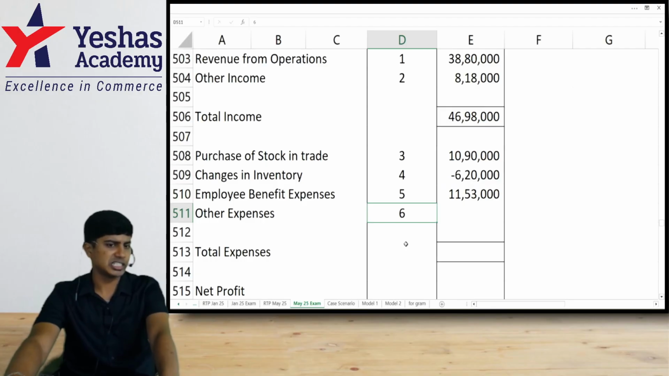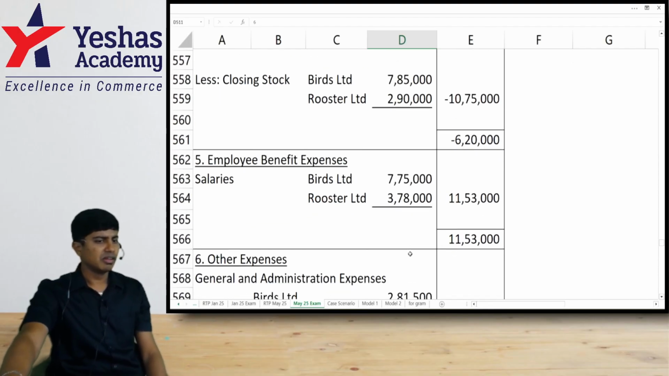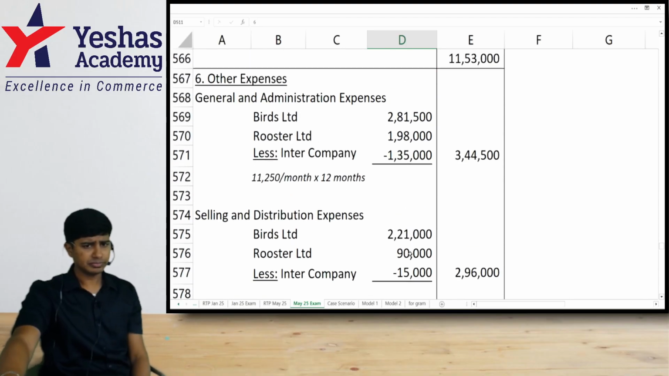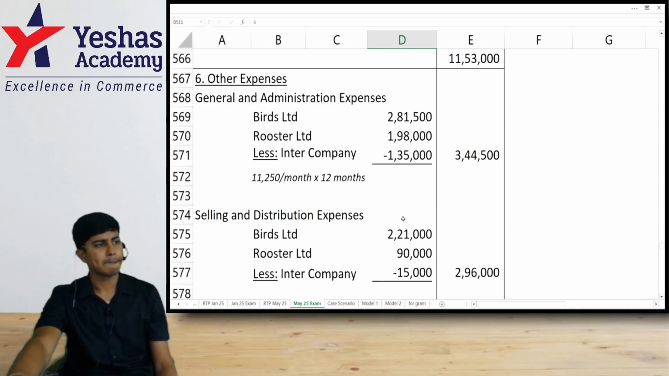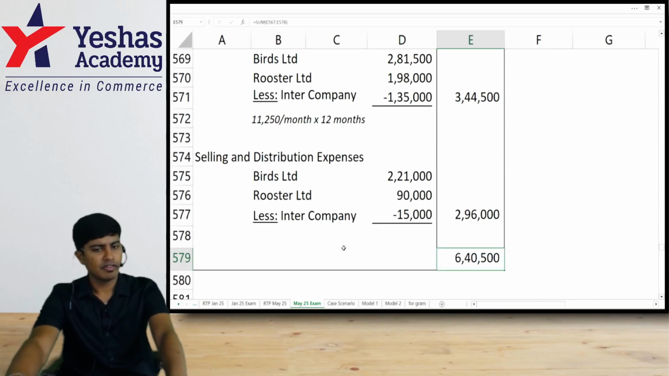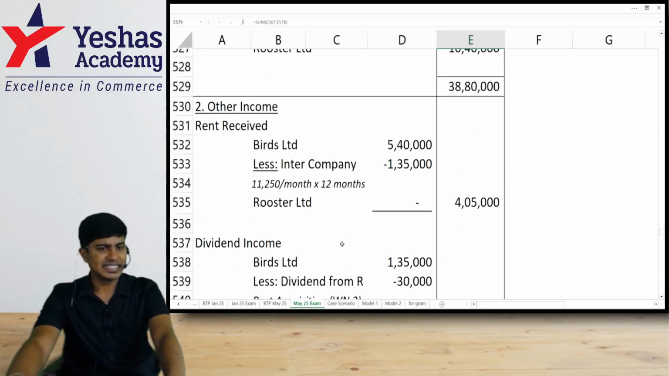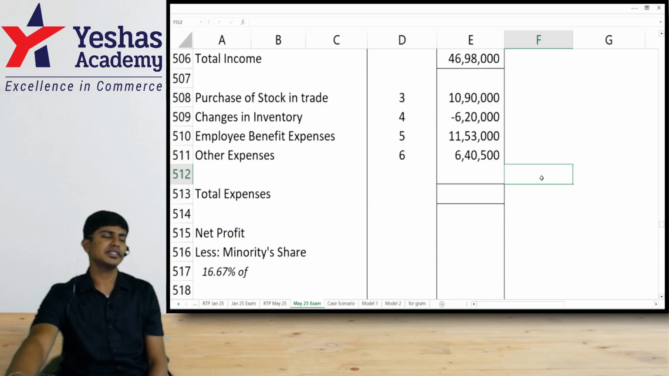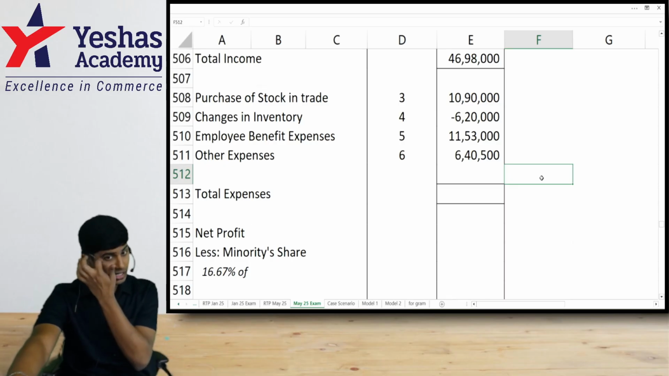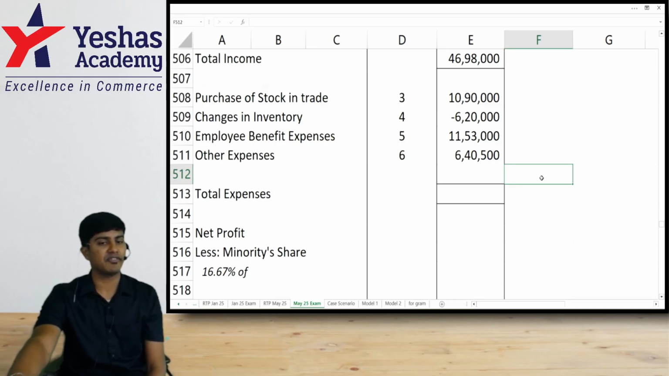Last item. Other expenses. Note number 6. We have two items to be totaled. 344,500 plus 2 lakh 96,000. 6 lakh 40,500. Write 6,40,500 here. Take the total of expenses. 1090 minus 620 plus 11,53,000 plus 6,40,500.